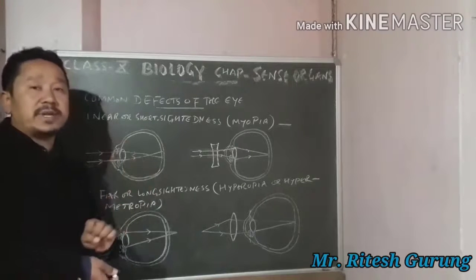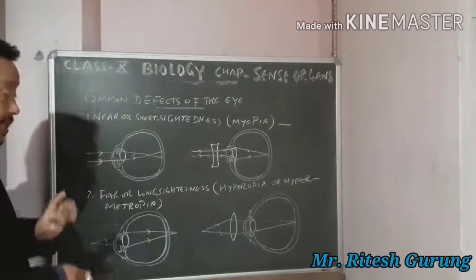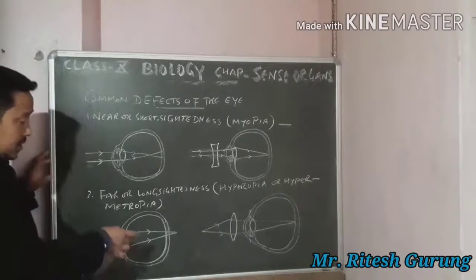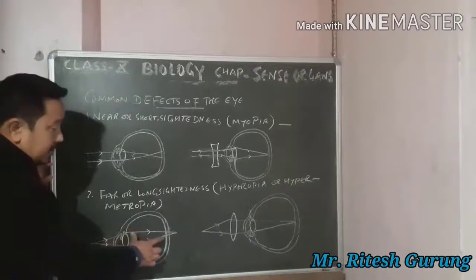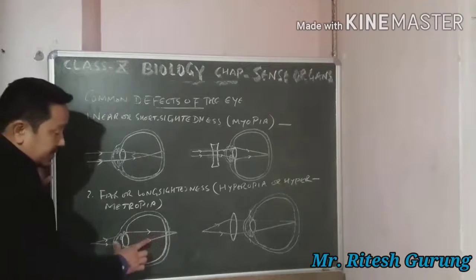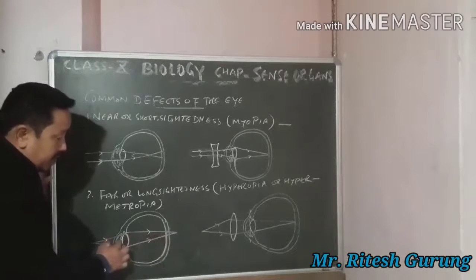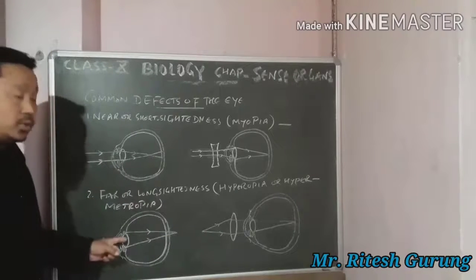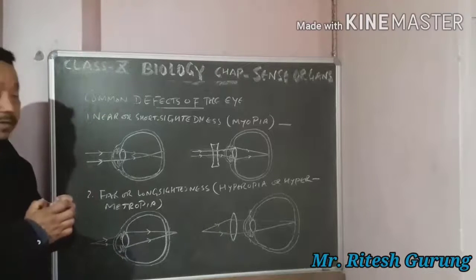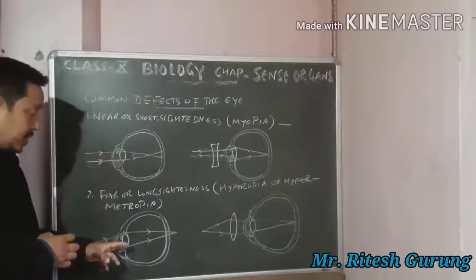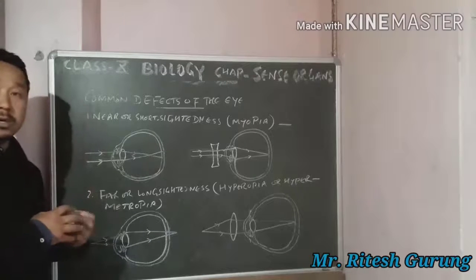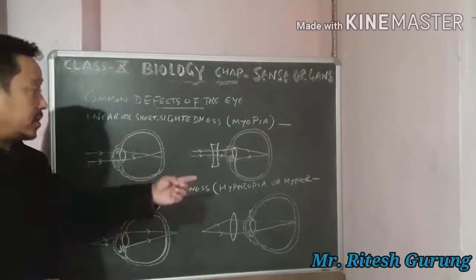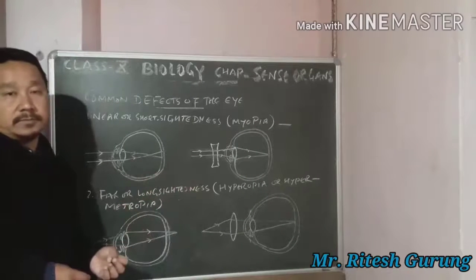This is also caused mainly by two reasons. Number one is shortening of the eyeball from front to back. Number two is that the eyeball is too flat. In the earlier case it was too curved, but here it is too flat. That's why long-sightedness, hyperopia or hypermetropia takes place.